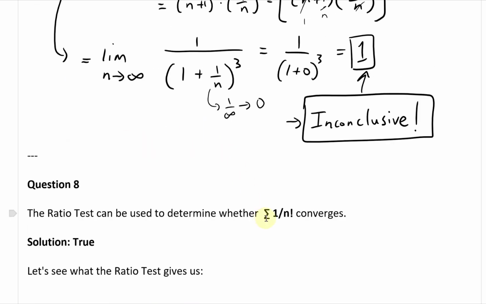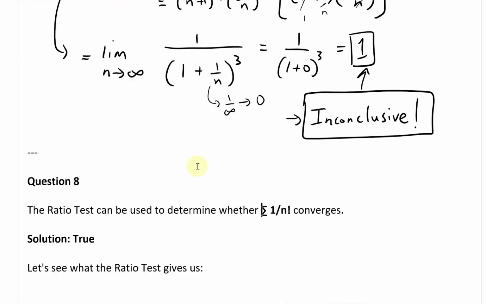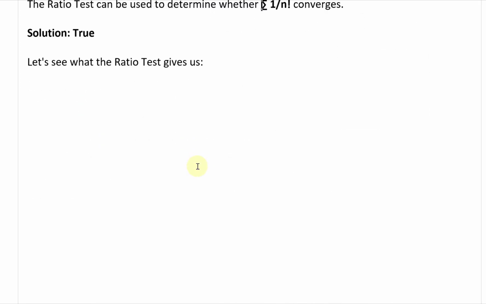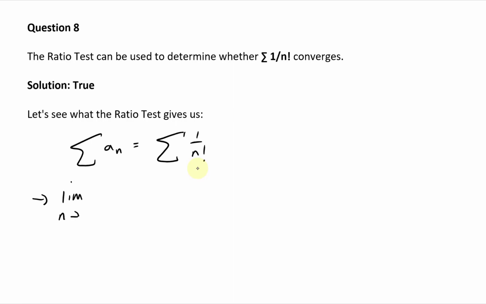So again, the ratio test: we just have to do the limit of the absolute value of a sub n plus 1 divided by a sub n. So let's write that here. In our case, a sub n is equal to 1 divided by n factorial. So we're going to have the limit as n approaches infinity of the absolute value of a sub n plus 1 over a sub n. This equals, similarly to above, the limit as n approaches infinity.